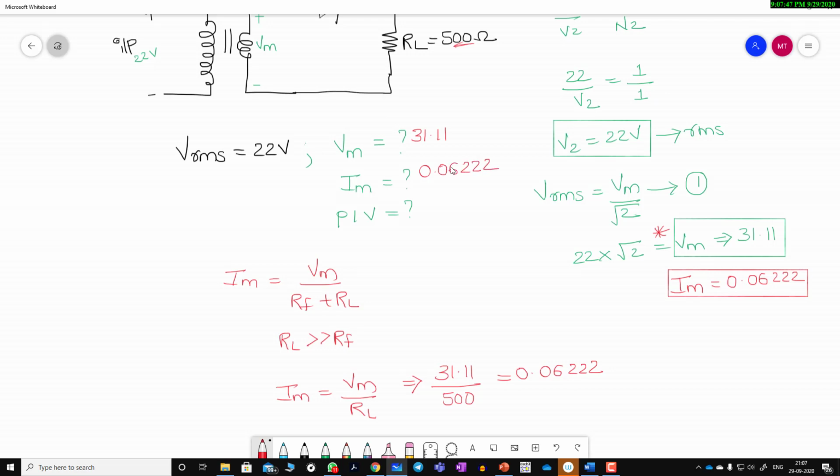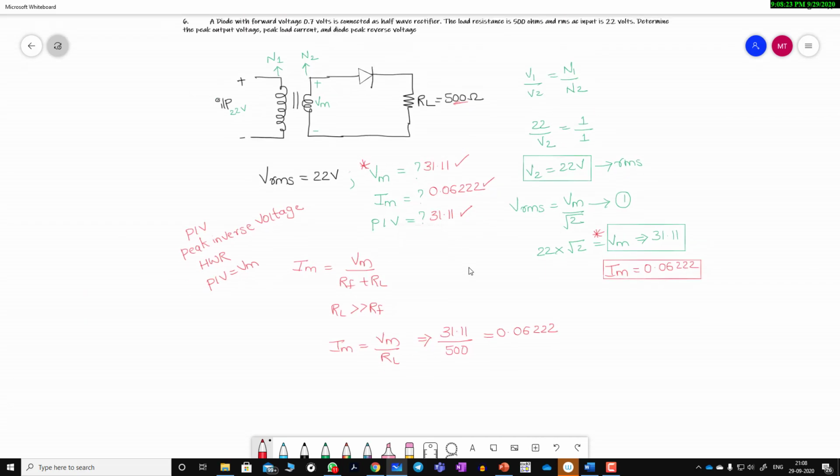From the formula of peak inverse voltage, here PIV stands for peak inverse voltage. As this is for half wave rectifier, peak inverse voltage will be Vm. I got the answer for Vm, so here it will be 31.11. These are the answers for the given question. Vm is 31.11 volt. Im is 0.06222. Peak inverse voltage is 31.11. This is one way of doing.